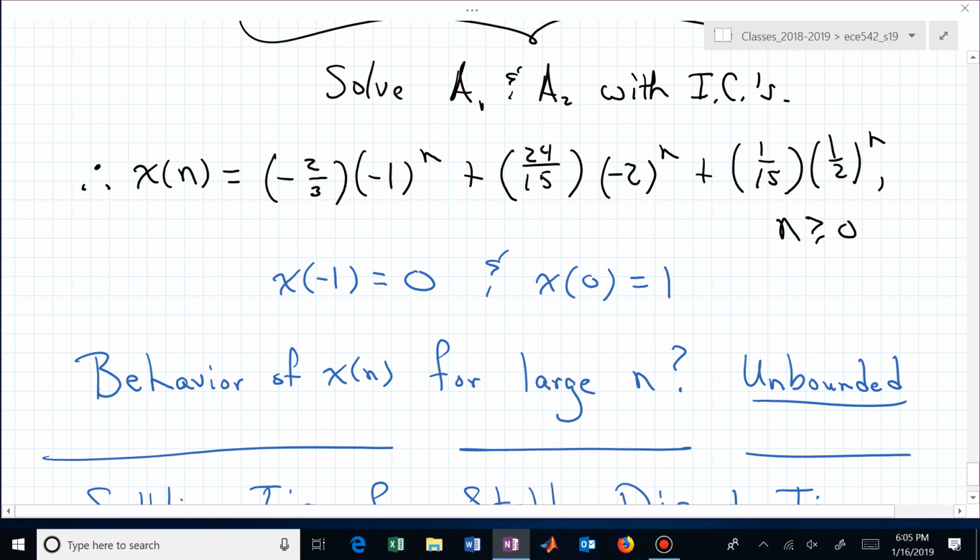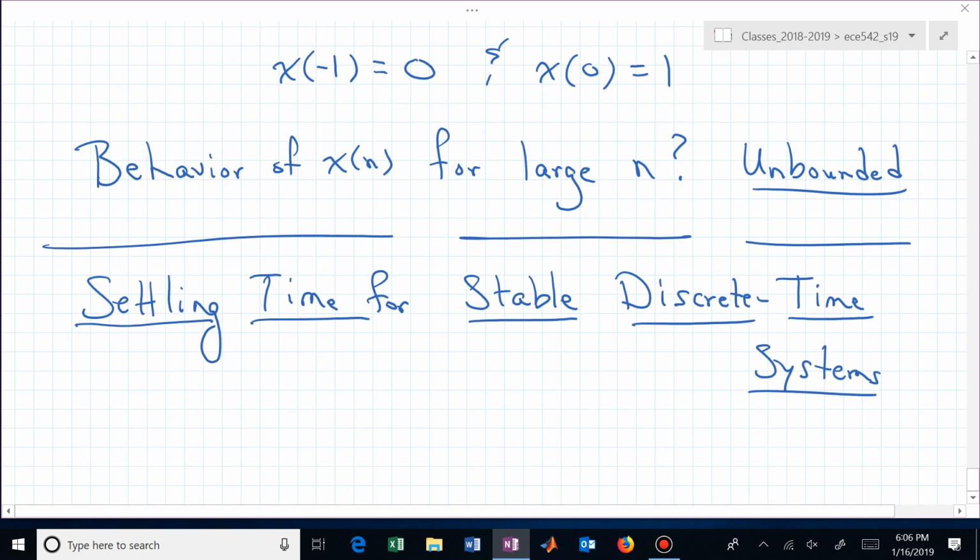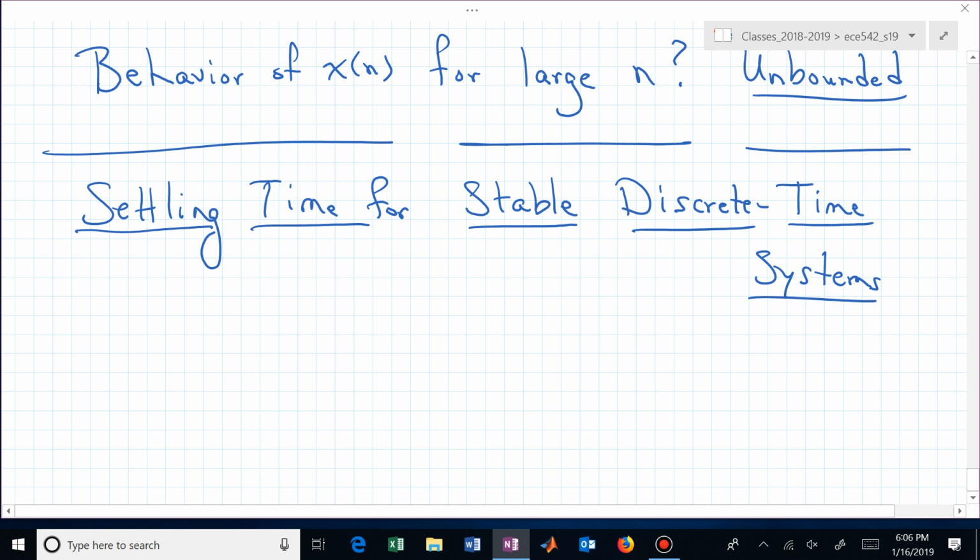Trick question, isn't it? It's not settling, it's unstable, it's unbounded, it doesn't have a settling time. So if somebody asks you, what's the settling time for this linear difference equation, you would say, I'm sorry, but it's not going to settle. There is no settling time. It's an unbounded response.